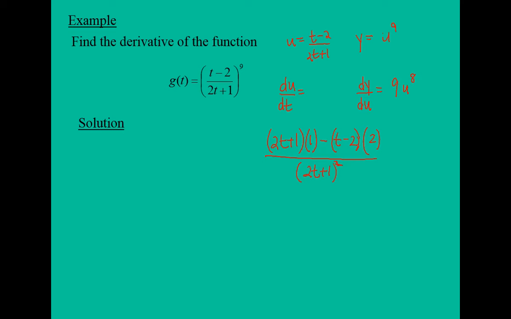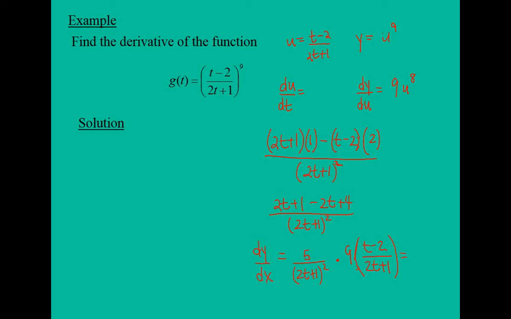If we simplified that, we would get 2t plus 1 minus 2t plus 4 all over 2t plus 1 squared. And you can see in the numerator we're left with 5, so all over 2t plus 1 squared. So that's our du dt, and we'd multiply this times 9, our dy du, and u we would replace back with t minus 2 all over 2t plus 1, and that would be our dy dx. Now we could simplify this a little bit further.